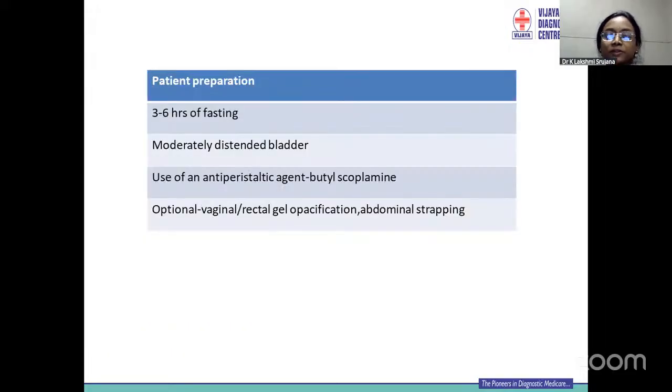Coming to patient preparation, 3 to 6 hours of fasting with a moderately distended urinary bladder will suffice. We need to use Buscopan to decrease the peristalsis of the intestines, and for detection of deep pelvic endometriosis, vaginal or rectal gel opacification is necessary to identify the rectovaginal disease, and abdominal strapping is necessary to reduce motion-related image blur.